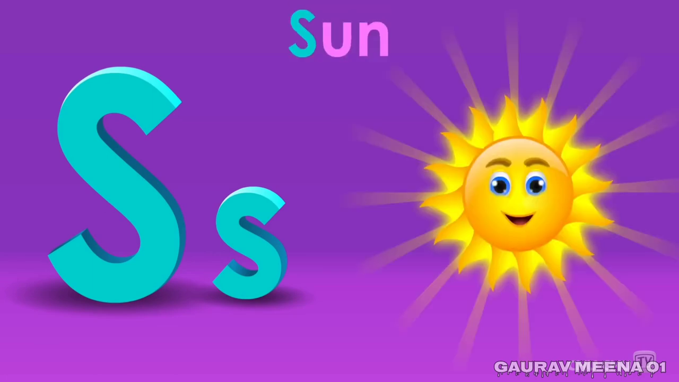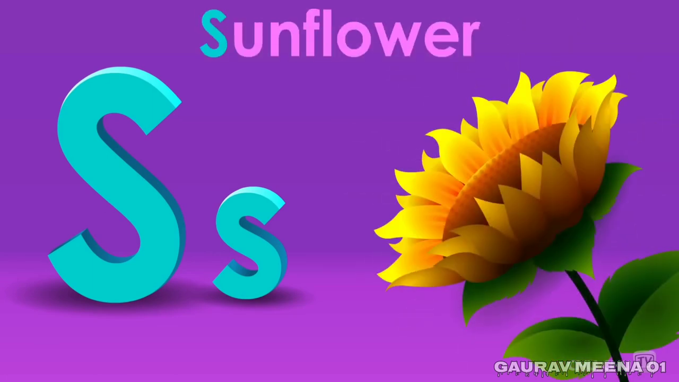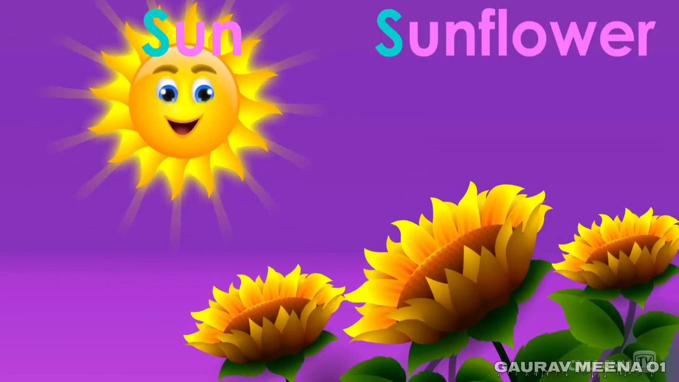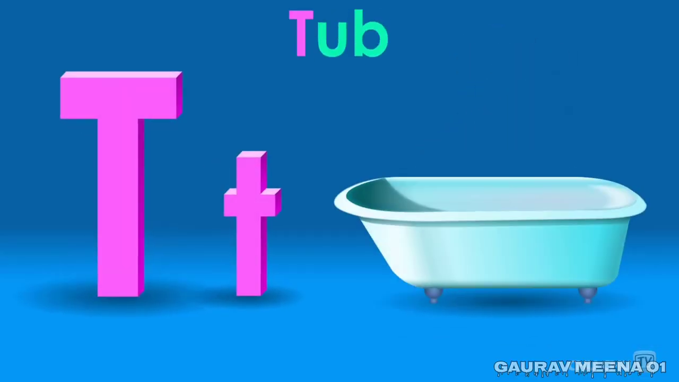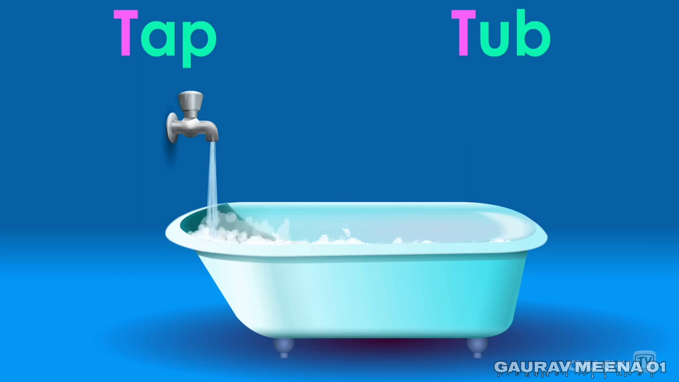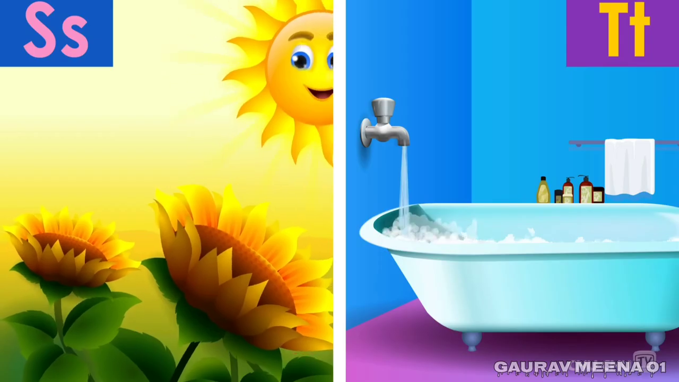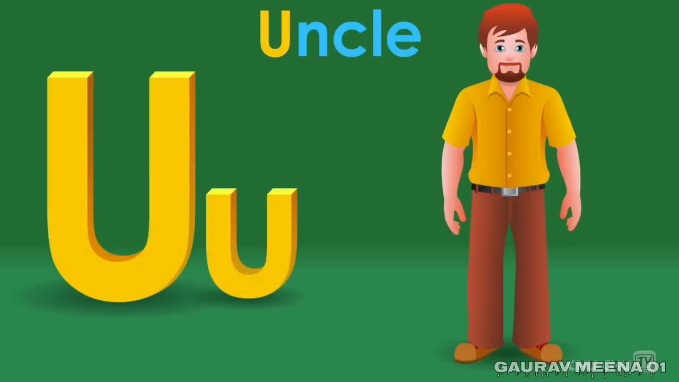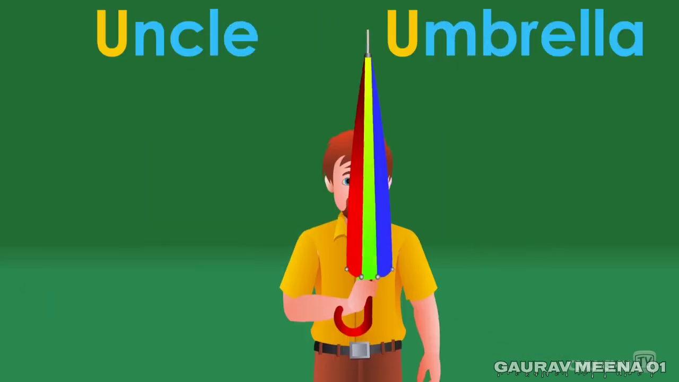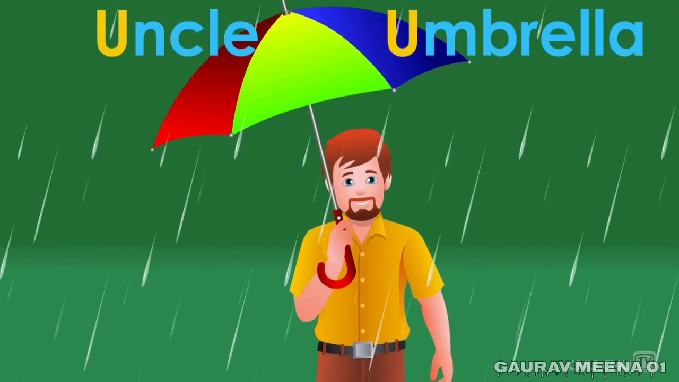S for sun and S for sunflower. T for tap, T for tub. U for uncle, U for umbrella.